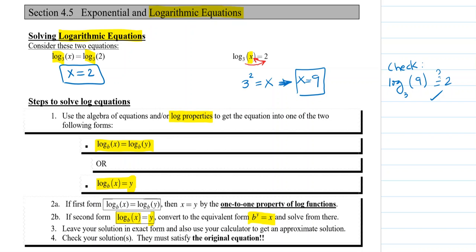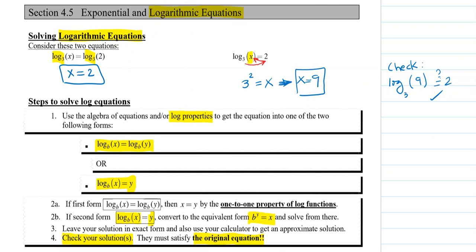Always give exact answers and approximations as instructed. This step 4 is not optional. This is mandatory. You have to check your solutions in your original equation. And really your concern is you don't want to end up with anything negative inside a logarithm. Because remember, the domain of logarithmic functions is positive numbers only.